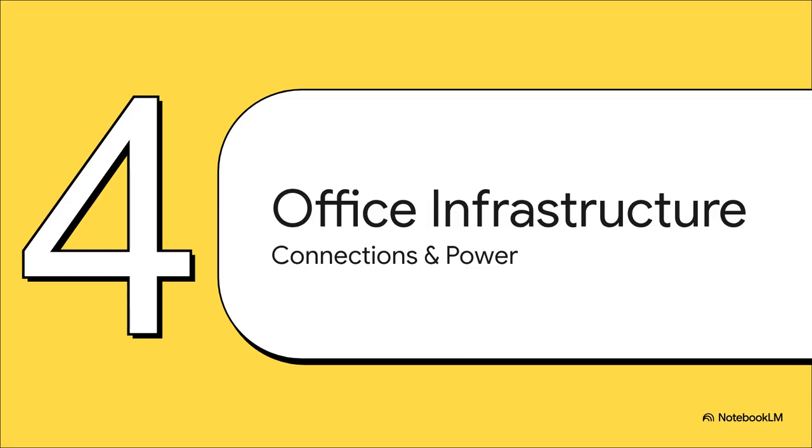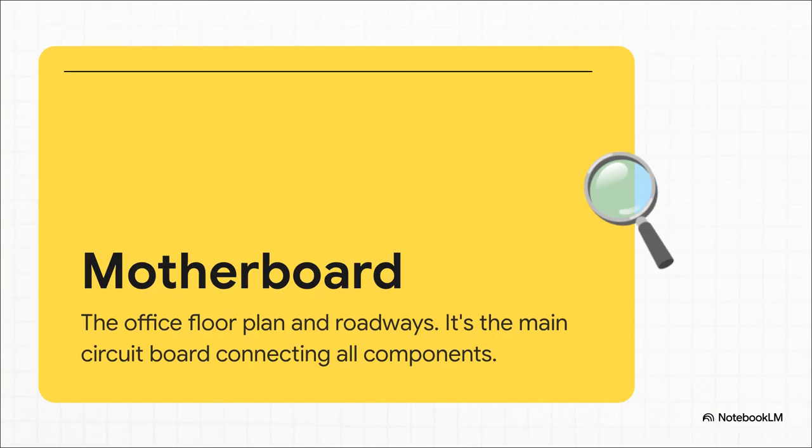Okay, so we've got our worker, we've got a desk, we've got a filing cabinet. But for any of this to work, we need a floor plan to connect everything, and we need a reliable power grid to keep the lights on. We need the office infrastructure. This is the motherboard. I want you to think of it as the office floor plan, complete with all the hallways and communication lines. It's the main circuit board that physically connects every single component, letting the CPU, RAM, and storage all talk to each other. It is the glue that holds the entire operation together.